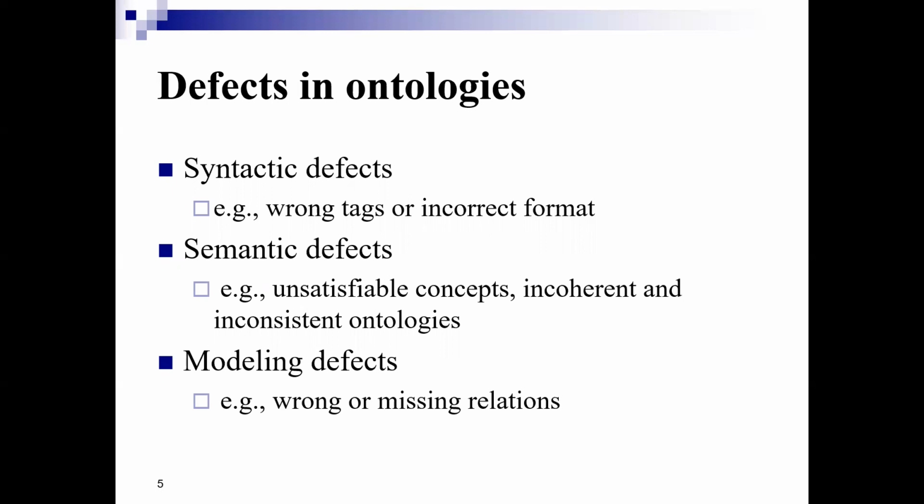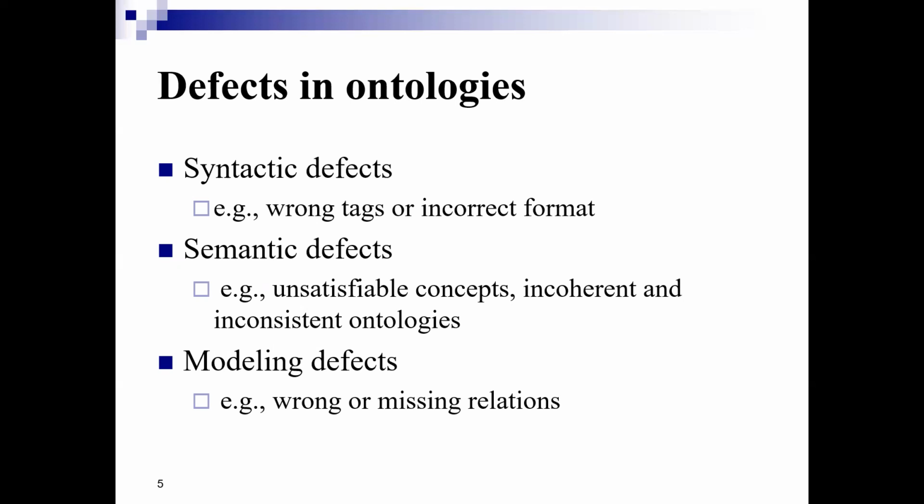So there are different kinds of defects in ontologies. The most easy to find and also repair are syntactic defects. Could be things like wrong tags or spelling mistakes or incorrect format. More interesting and more difficult to detect and repair are semantic defects, which include unsatisfiable concepts. These are concepts to which no object can ever belong.